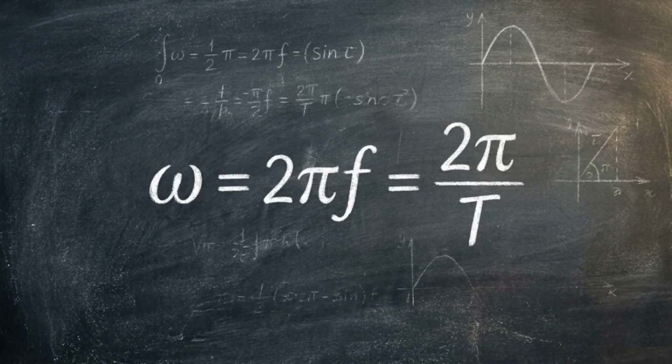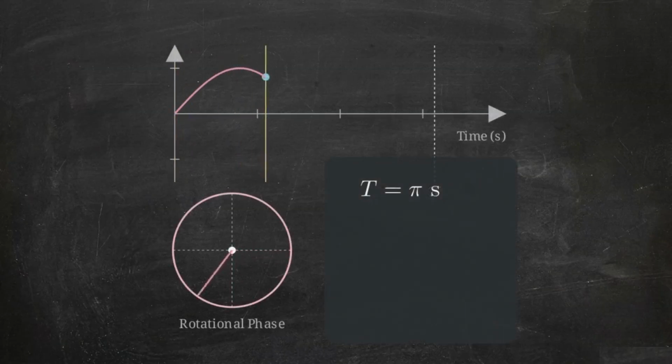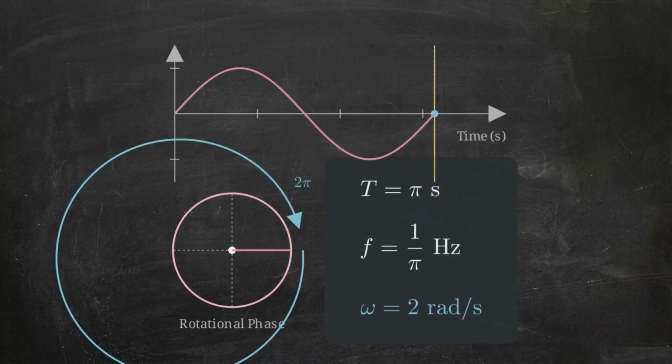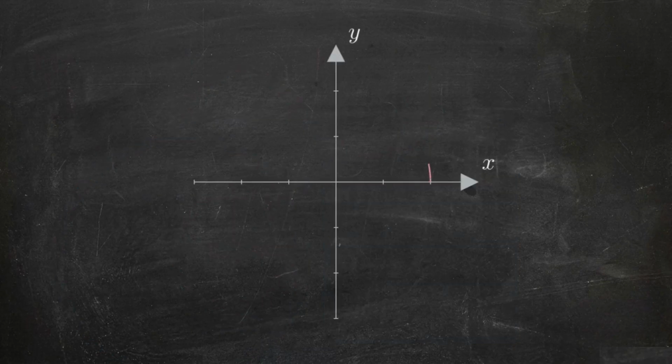We can see this relationship in action with a quick check. If a wave's period is exactly pi seconds, its frequency is 1 over pi, making its angular frequency a clean 2 radians per second. Now let's build the coordinate system that spins our wave.